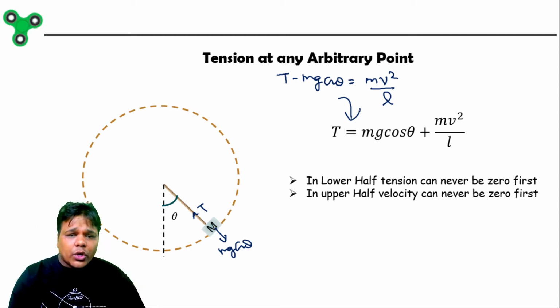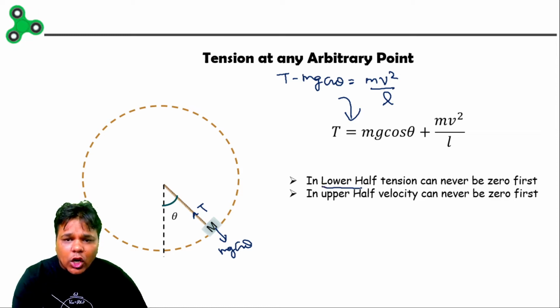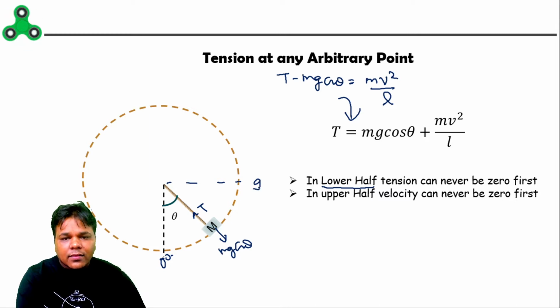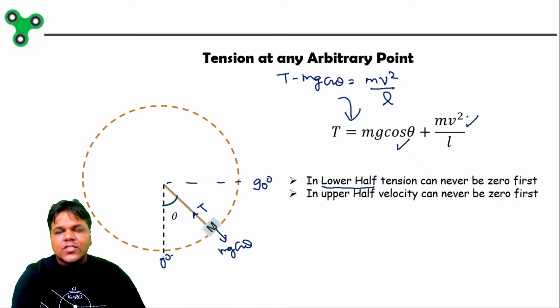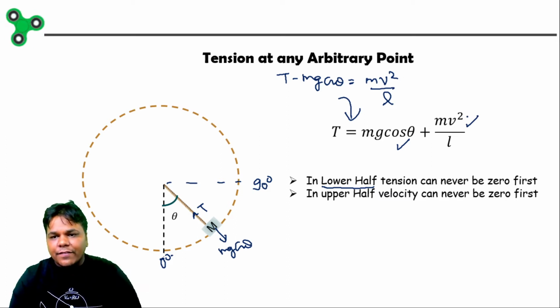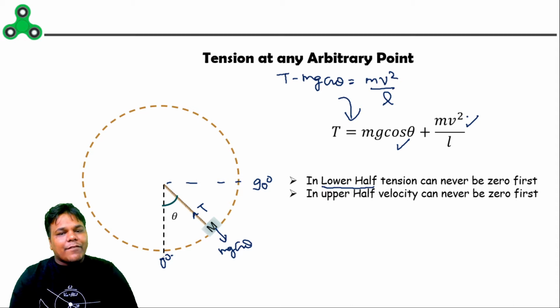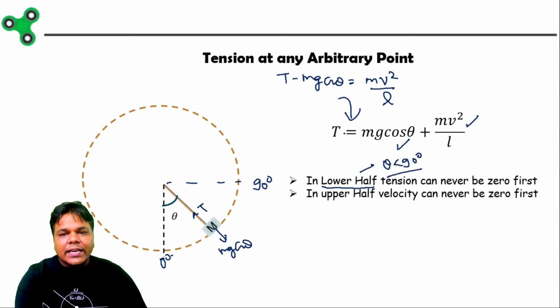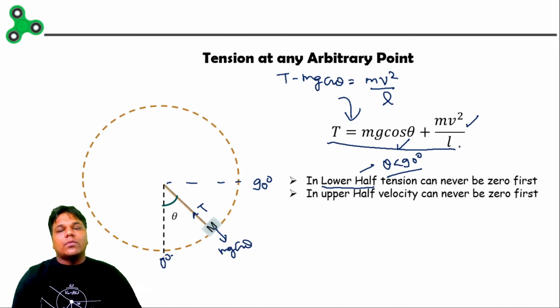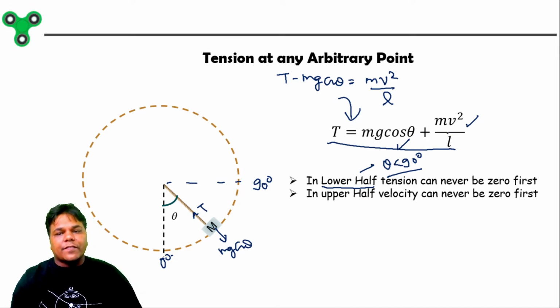Now, as we know, in the lower half, that is from 0 degree to 90 degree, we have two components. First is cos theta, second is v square. V square can never be negative because it is a square of a number. Cos theta can never be negative because theta is less than 90 degree. So we can see tension can never be 0. Why? Both terms are positive.